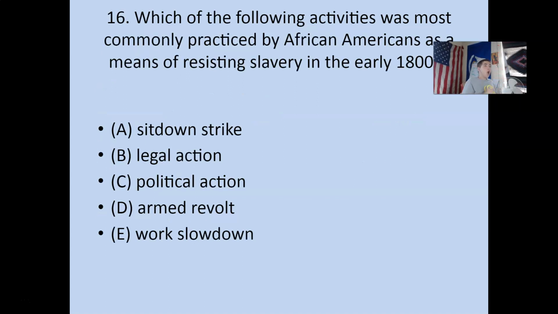Number 16. Which of the following activities was most commonly practiced by African Americans as a means of resisting slavery in the early 1800s? A. Sit-down strike. B. Legal action. C. Political action. D. Armed revolt. Or E. Work slowdown. The answer is E. Work slowdown.